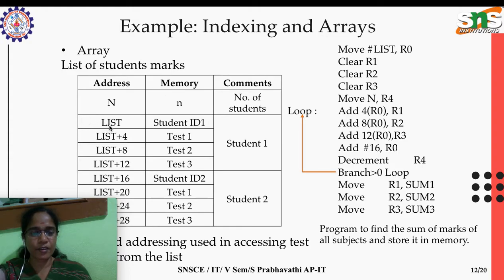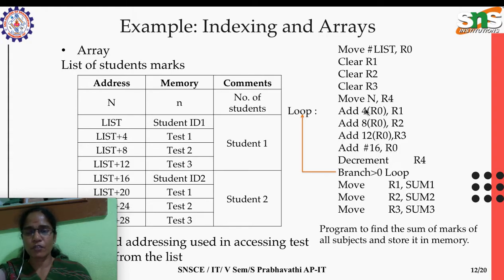So this is the address. Here it's mentioned as address. These are the memory address locations, and these are their respective contents inside the memory. Initially, what's the value of R0? R0 is this address. Then for calculation purposes, we clear the registers. Registers may have values, so we set them all to 0. Then move n comma R4. n gives the number of students, and that gets moved to register R4.